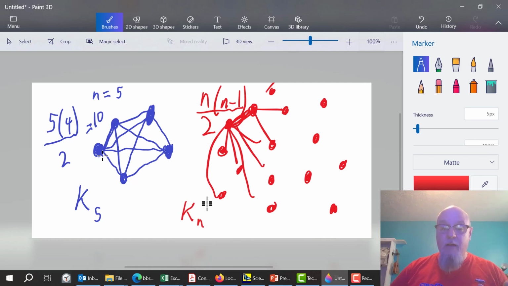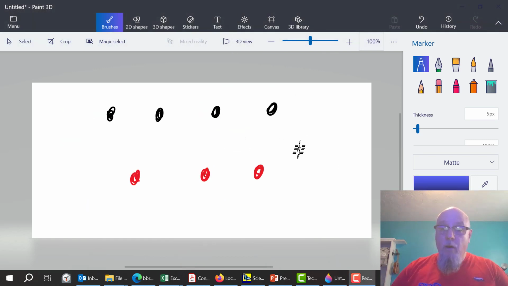So complete graph means every node is connected with every other node. And there's n times n minus 1 divided by 2 edges in a complete graph. In a bipartite graph, we've got 2 different kinds of nodes. We can call them top nodes and bottom nodes. We can split the nodes into 2 pieces.